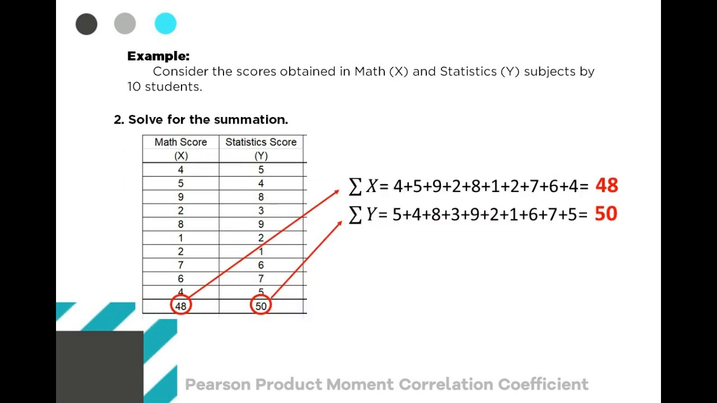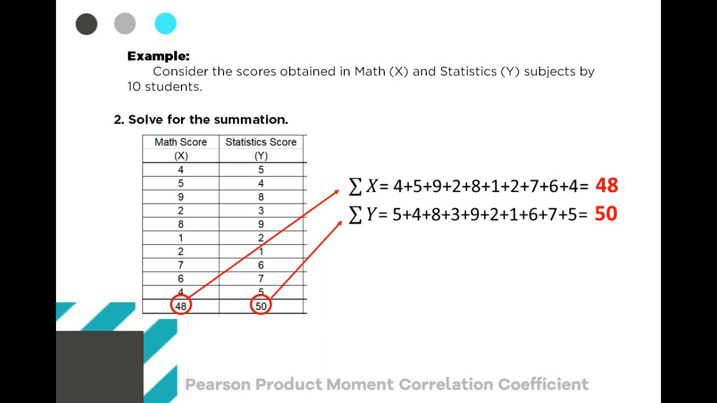After we organize the data, we solve for the summation of our scores, the summation of our X and the summation of our Y. For the math scores, we just get the summation of our X: 4 plus 5 plus 9 plus 2 plus 8 plus 1 plus 2 plus 7 plus 6 plus 4 is equal to 48. And the summation of Y: 5 plus 4 plus 8 plus 3 plus 9 plus 2 plus 1 plus 6 plus 7 plus 5, which is equal to 50. So that is our summation.